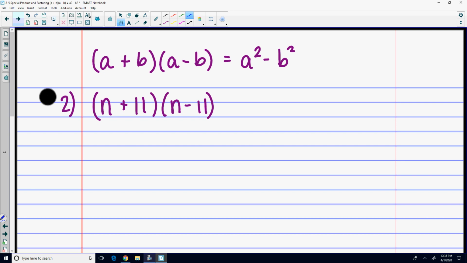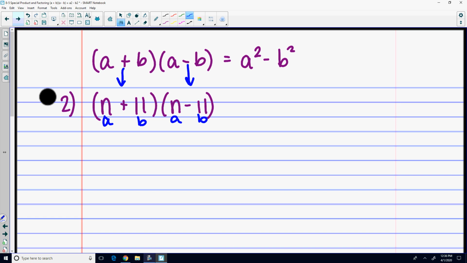Let's just use the trick. So I have my A position and my B position, and my A and my B match. There's a minus and a plus. Now, if it was plus plus or minus minus, this trick doesn't work. One of the two binomials has to be addition, and the other one has to be subtraction. They could be flipped, but they have to be one of each.